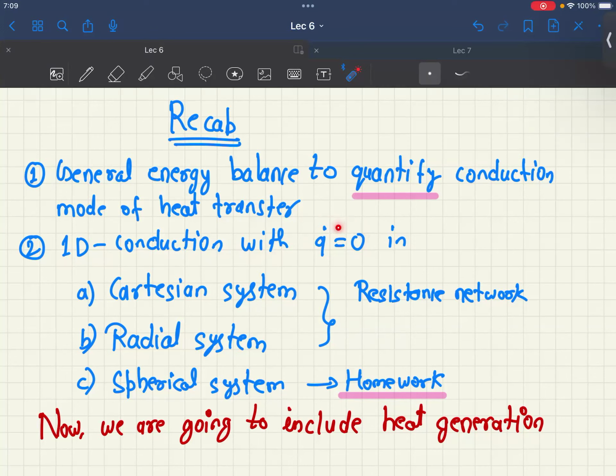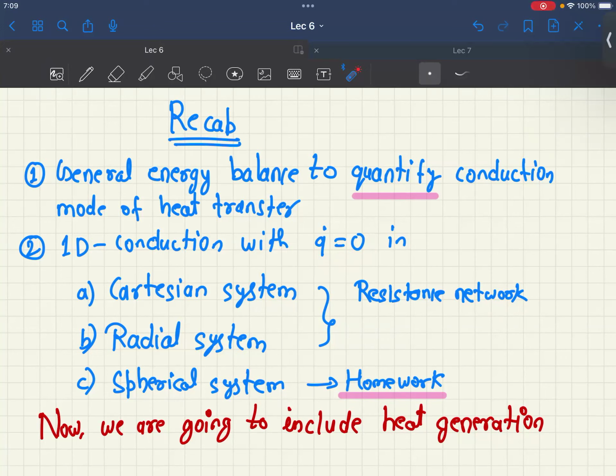So here q dot stands for the net rate of heat generation, the volumetric rate of heat generation, right? So we have studied how to use the generalized energy balance to compute one-D heat conduction for Cartesian systems as well as for radial systems. Then we have also seen something called a resistance network, which is applicable in cases where the volumetric rate of heat generation is 0.